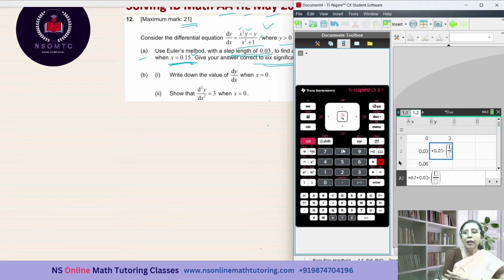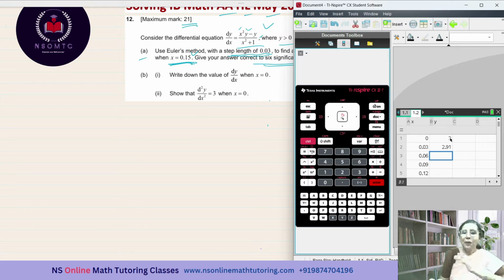So we have to take the previous value of x. Where is it stored? In the A1 cell. Okay. So I'll be writing A1 square because it is x square. So it is A1 square times y. So times previous value of y is stored in the B1 cell, minus y. So minus B1, again over x square. So previous value of x stored in the A1 cell, A1 square plus 1. Okay, and bracket closed and enter.